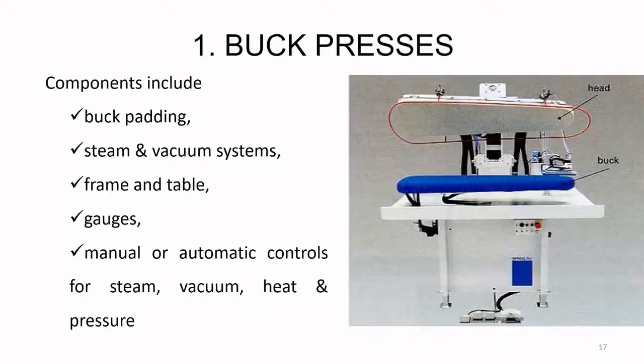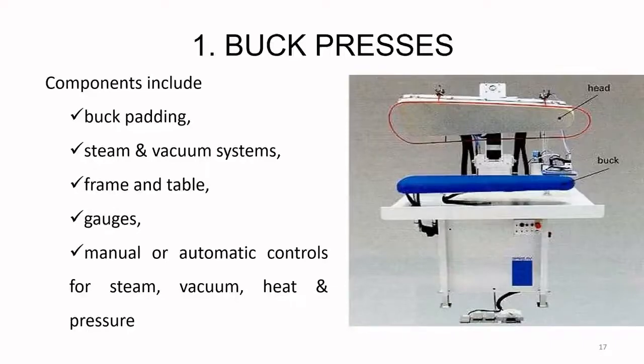Now, when we are using this system, we can have manual or automatic controls for steam, for vacuum, for heat, and for pressure. Now, automatic controls, the controls are there, but it has been seen that once you start using this buck press, during the day you will find that you've kept the temperature at let's say 110 degrees centigrade. You might find that the temperature is lesser than 110 or maybe more than 110, but the gauge is showing 110.